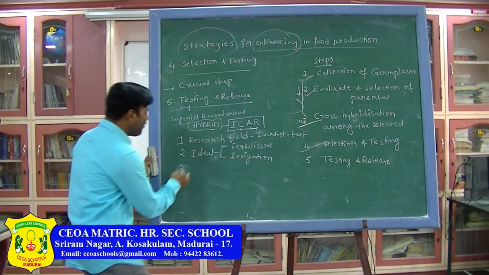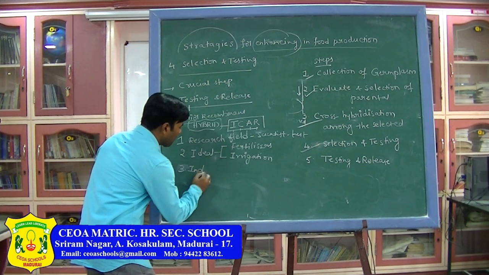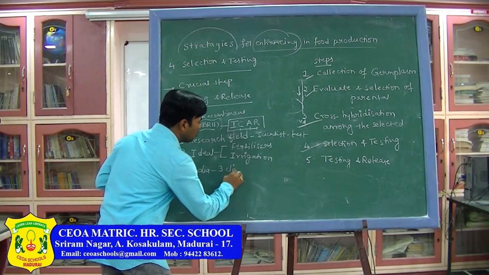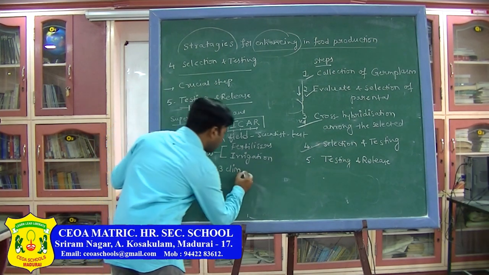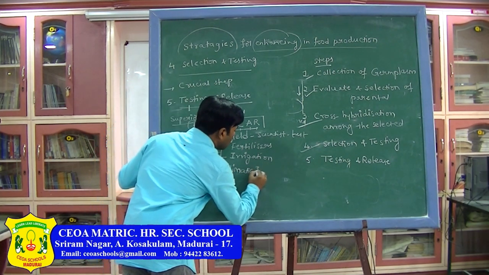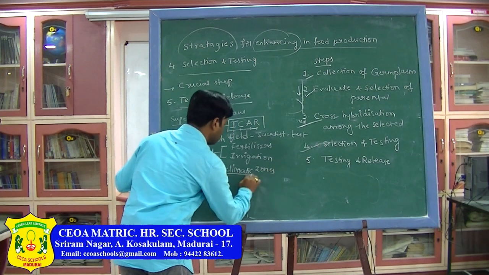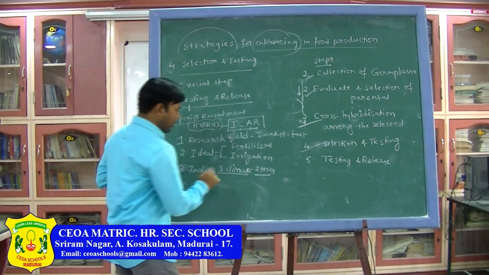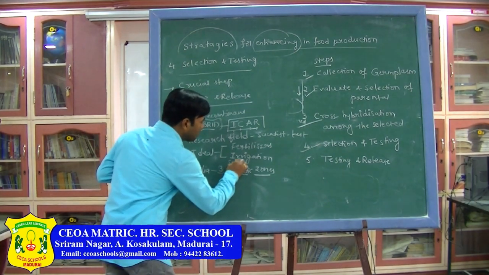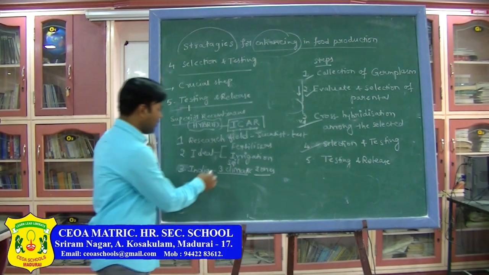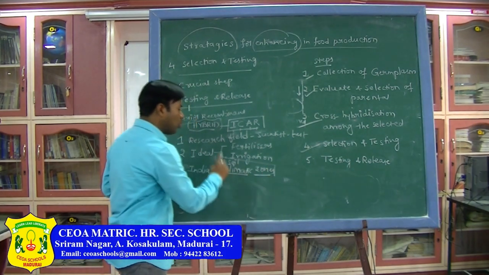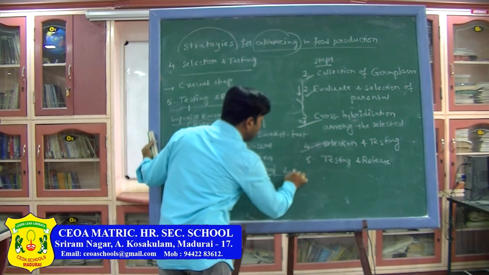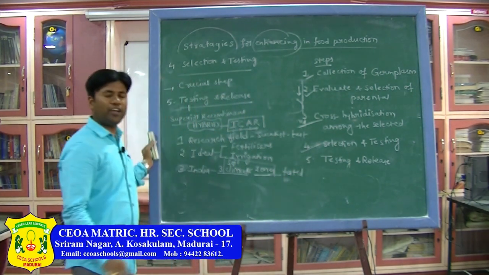India will be divided into 3 climatic zones. Sorry, soil climatic zones. You have to write soil here. In more than 2 or 3 soil climatic zones, that hybrid will be tested, whether it is growing or not.